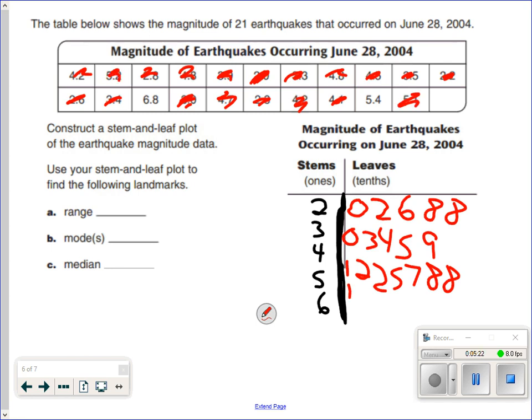5.2. 5.3. 5.4. And then you have a 6.8. That is how you make a stem and leaf.